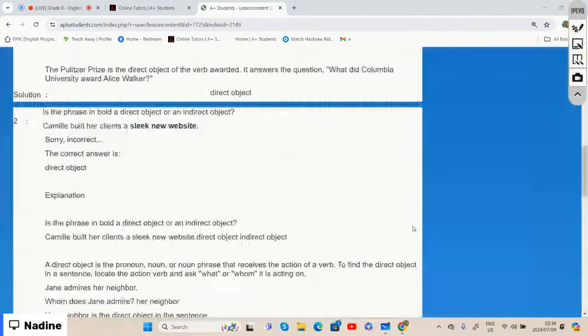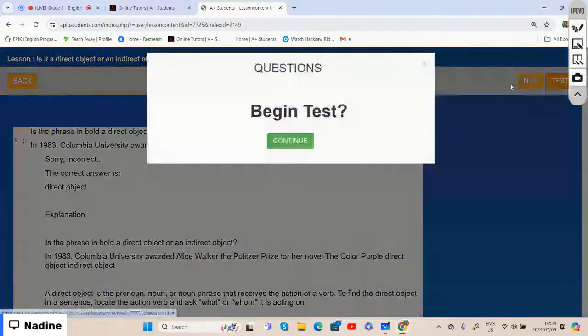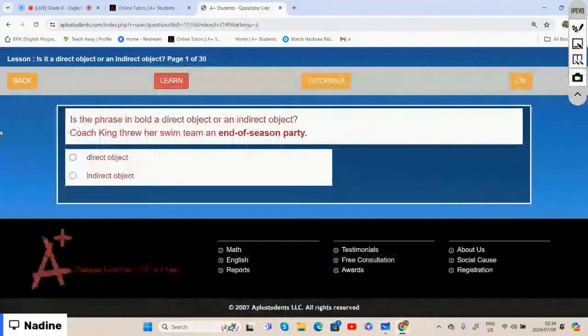So now we're going on to our test where we are going to say is it a direct object or an indirect object. All right, so is the phrase in bold a direct or an indirect object? It says Coach King threw her swim team an end of season party. So we need to say, is that a direct object or an indirect object?